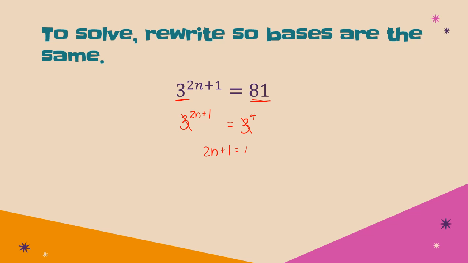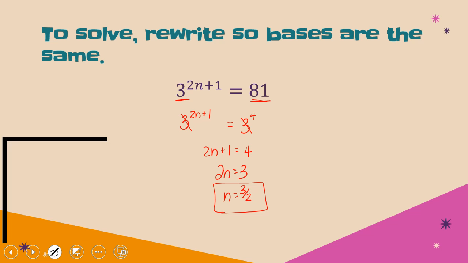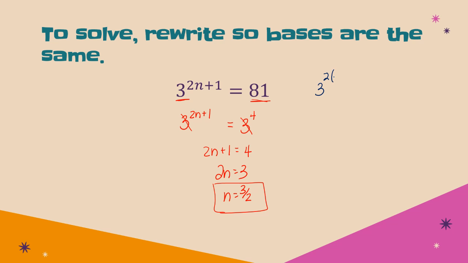So I'm left with 2n plus 1 equals 4. I'm going to subtract 1 and divide by 2. And n equals 3 halves. Now, it is always a good idea to go back and check your solution just to make sure that it works. So if I put 3 halves in for n, I see if I get 81 as my final answer.